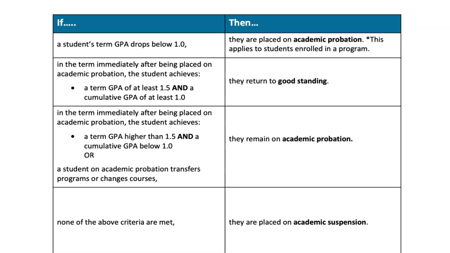If in the term immediately after being placed on academic probation, the student achieves a term GPA higher than 1.5 and a cumulative GPA below 1.0, or a student on academic probation transfers programs or changes courses, then they remain on academic probation. If none of the above criteria are met, then they are placed on academic suspension.